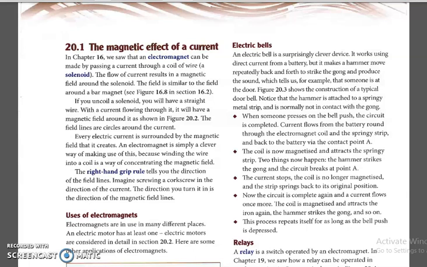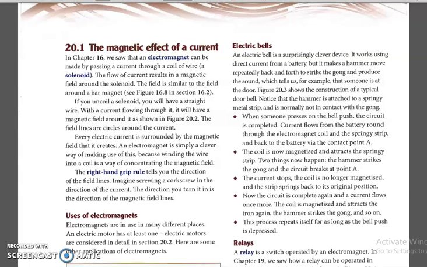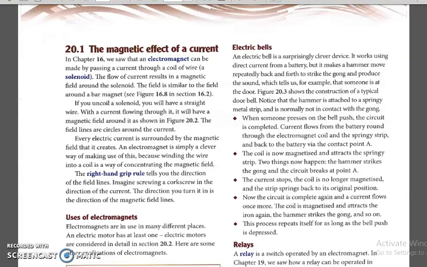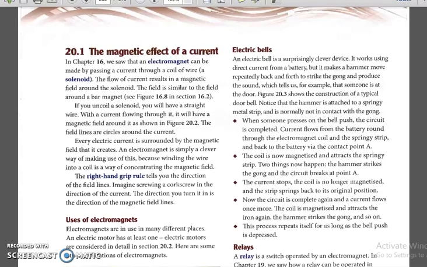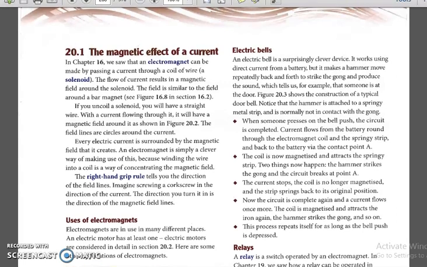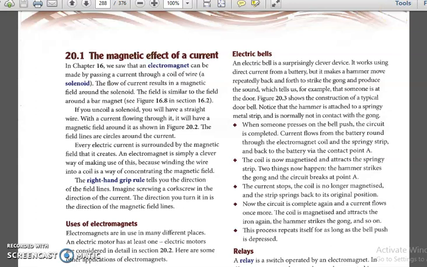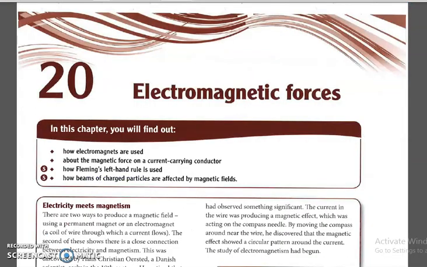Okay. So, this is about electro. This chapter is about electricity and magnetism, and here the chapter is about electromagnetic forces.